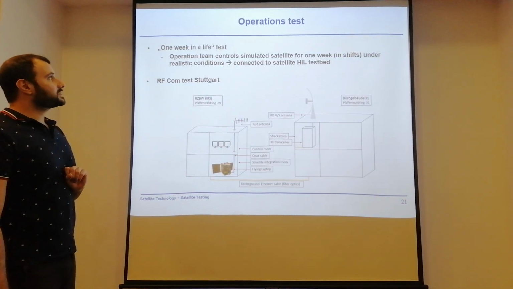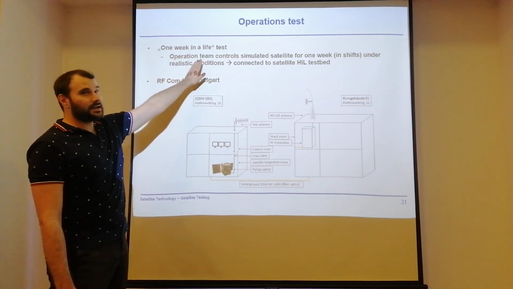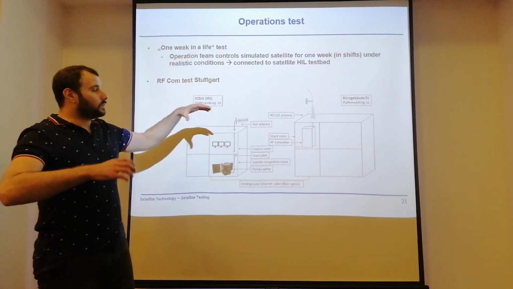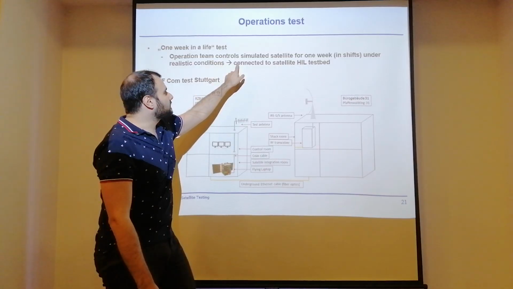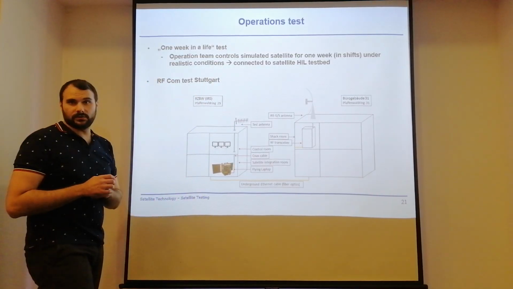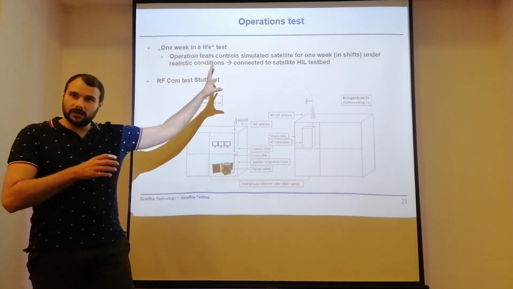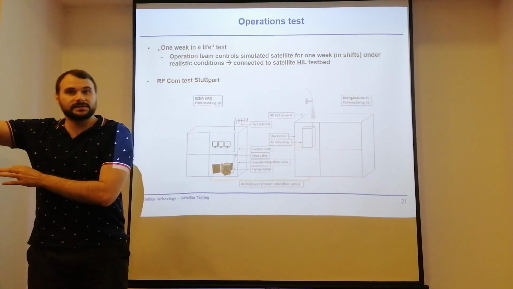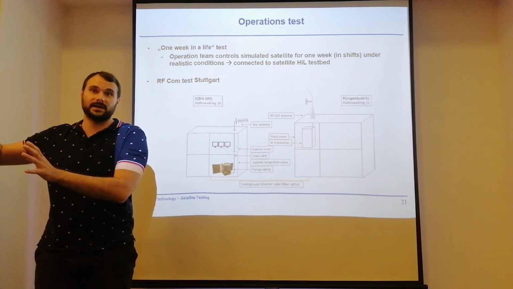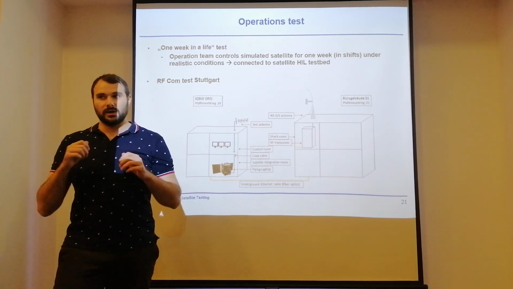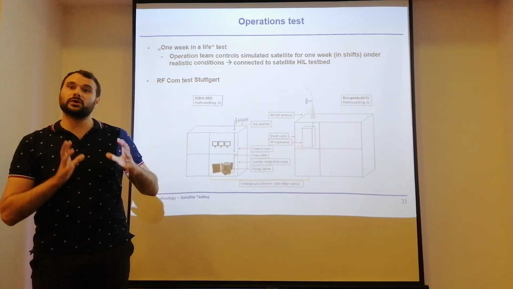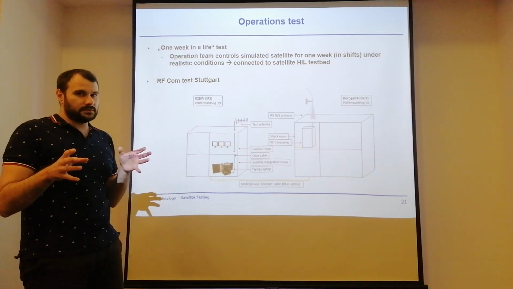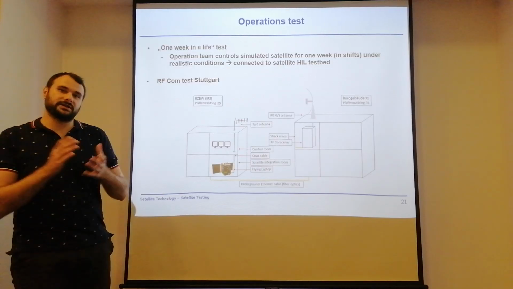Furthermore, there were more operation tests performed, especially the 1 week in the live test. That was very close to the actual launch of the satellite, where the operation team came all together in shifts and controlled the simulated satellite for 1 week under realistic conditions. So at that point, our ground control center connected to our hardware in the loop test bench with the satellite completely simulated, and the simulation was kept running for minimum 1 week. And it was tested that when you operate the satellite as you would operate the later satellite, no contingencies are there, and if there are some, we introduced some test cases in order to train the operations team.